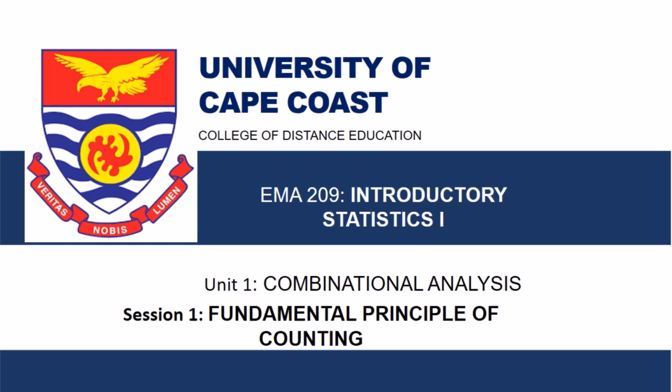Basically, this course is about the basic concept of probability. We have 6 units to deal with. Without much ado, I would like to begin with the first unit, Unit 1, which has 6 sections. So Unit 1, Combinatorial Analysis.